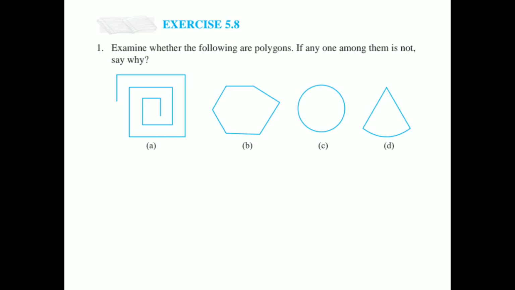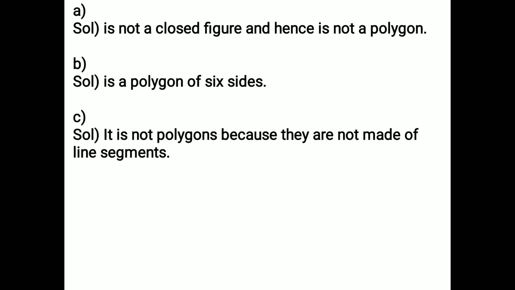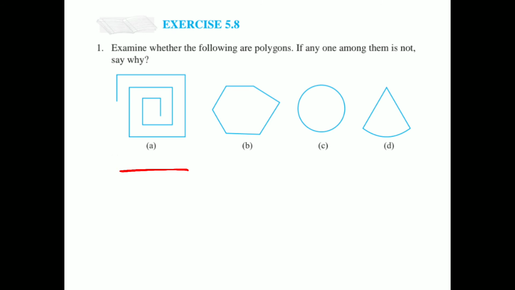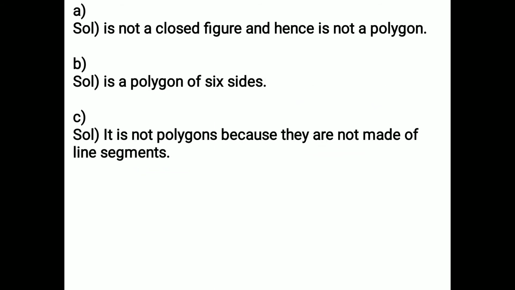Clear? So see the first figure. Is this a polygon? No, it is not a polygon. Why? Because it is not closed. So you write A part, it is not a closed figure, so it is not a polygon. Now B, the second is a polygon. Yes, it is a polygon of 6 sides. Is C a polygon? No, because it is not made up of straight lines. So we write it is not a polygon because they are not made of line segments.